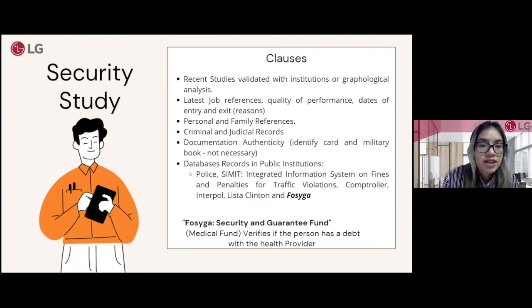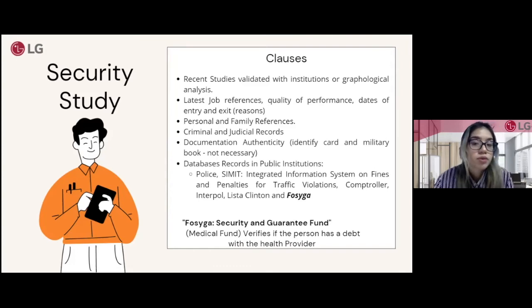Latest job references, documentation authenticity, and finally we also have some data records in public institutions, which are mainly important. Since FOSYGA, which is a security and guarantee fund related to medical issues, is a fund that we need to verify whether the person has a debt with the health provider in question. Okay, so therefore we are going to be able to evaluate if the person is up to undertake this kind of job position.